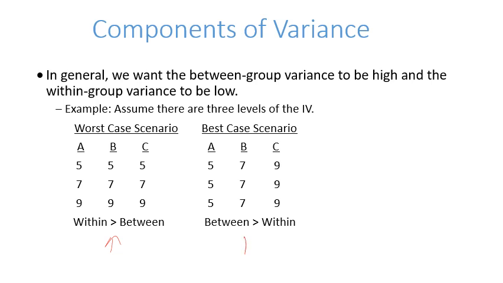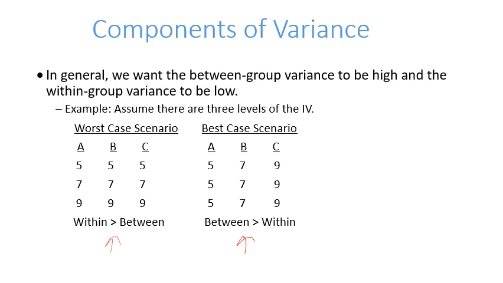In our best case scenario, there is absolutely no within group difference. So A is all 5s, B is all 7s, C is all 9s. But there is a difference between each group. So our between groups difference is present, but there's no within group difference. You're never going to get that. You're going to get something somewhere between our worst case and our best case. But the point is we want our between group differences to be higher than our within group differences.